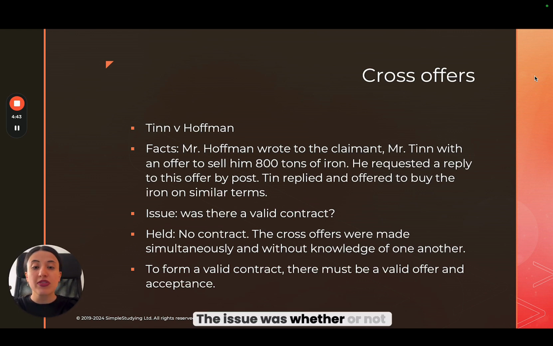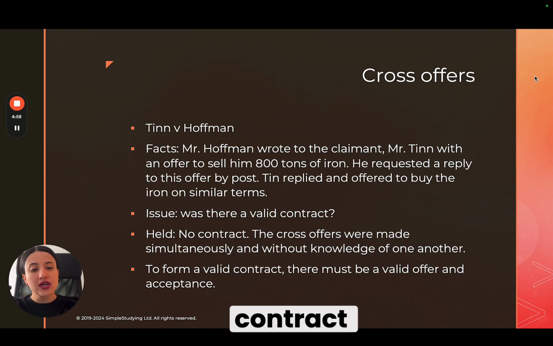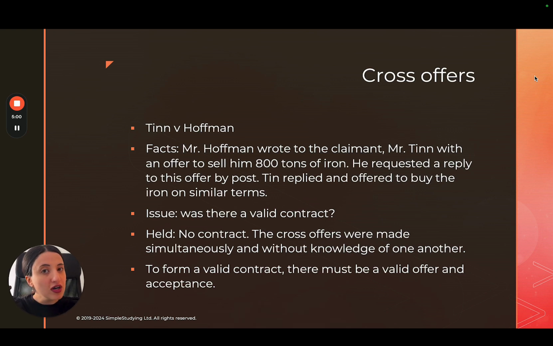The issue was whether or not there was a valid contract. It was held that the contract has not been created because the cross offers were made simultaneously without the knowledge of one another. To form a valid contract, there must be a valid offer and acceptance.